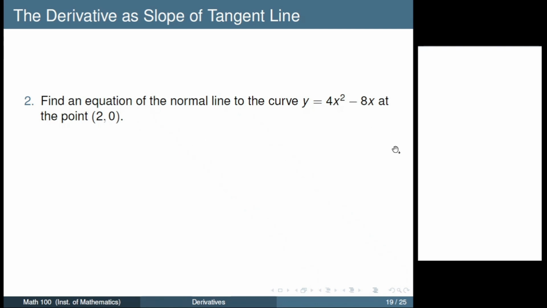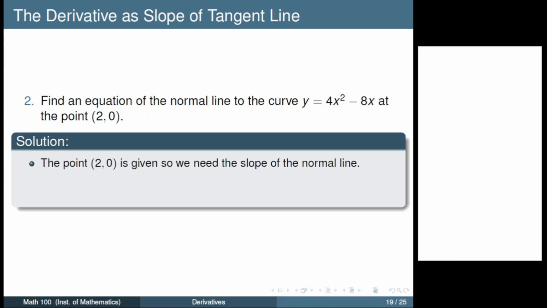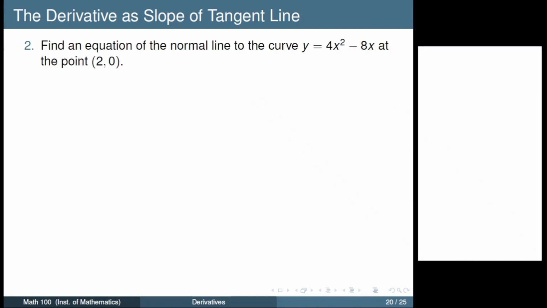Pero since perpendicular ang normal line at tangent line, pwede nating i-relate yung slopes nila. And we have this relationship. Recall, kapag meron tayong dalawang perpendicular lines, ang slope nila will just be the negative reciprocal of each other. And applying that here, ang slope ng normal line ay equal lang sa negative ng 1 over slope of the tangent line. So again, we have the negative reciprocal. So to do this, kunin muna natin yung slope ng tangent line, then tsaka natin makukuha yung slope ng normal line. So ang slope ng tangent line ay derivative lang nito.